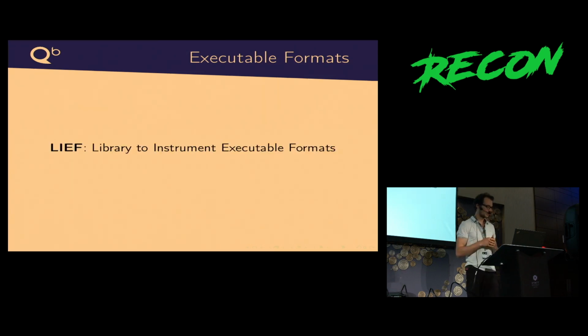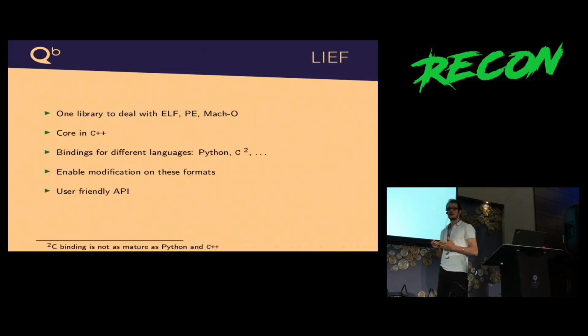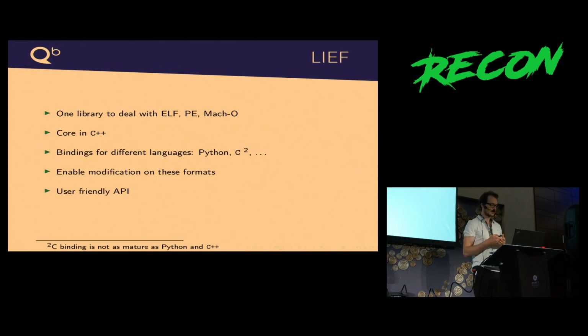So how do we modify these formats? We developed a library which is LIEF, and behind this project, we aim to provide a single library to deal with the formats. We actually support ELF, PE, and Mach-O, and we also aim to provide a user-friendly API to interact with formats. We have a Python API and C++, as well as a C API.